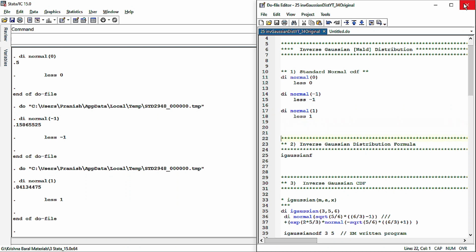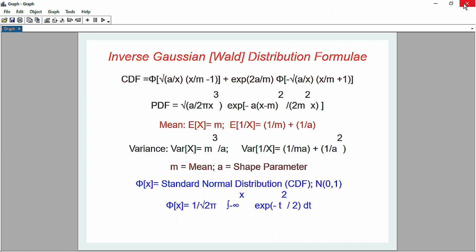Now let us see some of the useful formulas of the inverse Gaussian distribution, and we'll calculate the PDF and CDF of this distribution. First of all, the mean. For the value of x, the mean is m, our mean parameter, and for the value of 1 by x, the mean is 1 by m plus 1 by a, where a is the shape parameter. Its variance for x is m cubed by a, where m is the mean and a is our shape parameter, and the variance for 1 by x is 1 divided by ma plus 1 by a squared. m equals the mean and a is our shape parameter.